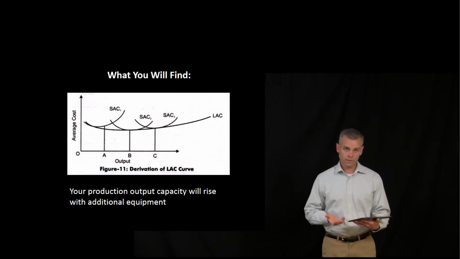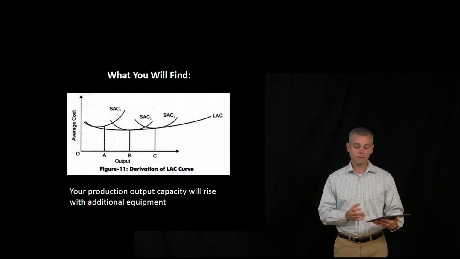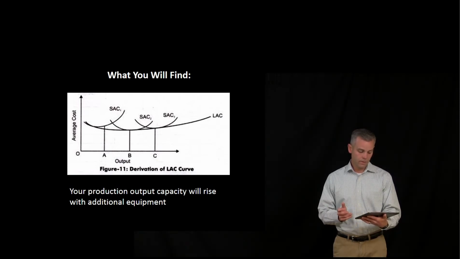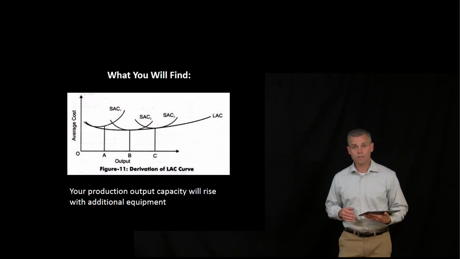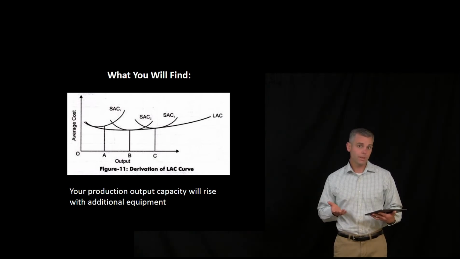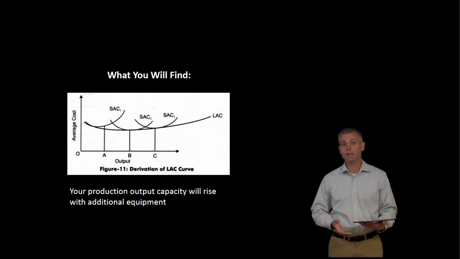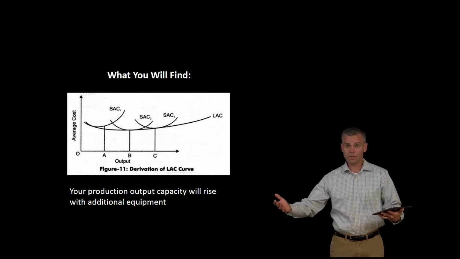So after you've run these different assessments, these different analyses, what you're going to find is that your production output capacity is going to rise with additional equipment. This is something that should be a no-brainer, but it's worth mentioning because it's something you would find if you ran the numbers. You would find that, hey, if I have 2 ovens and 2 kettles, I can make twice as many bagels as I used to be able to make. That's good news, right? If you want to expand horizontally, that's great news.